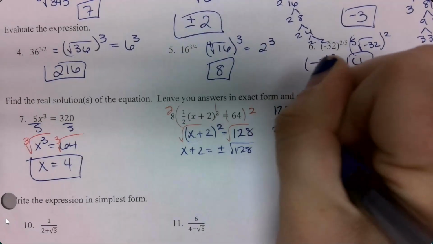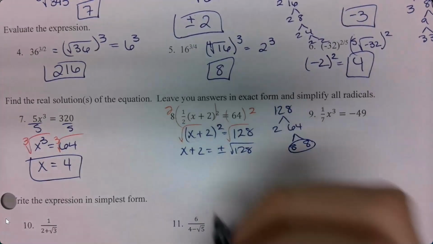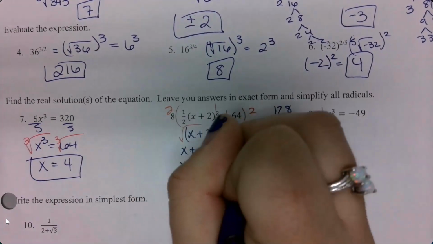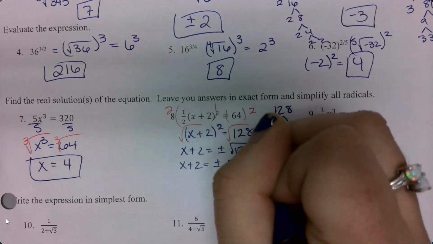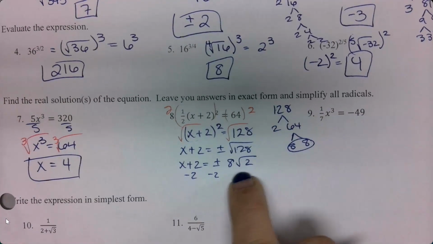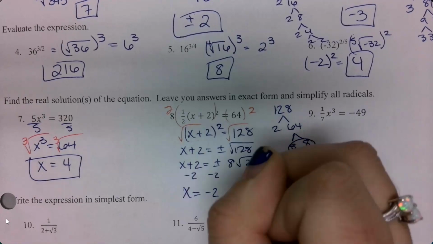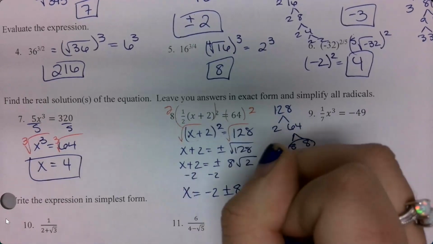So I get 2 and 64. I know 64 breaks up into 8 and 8. So that's my pair of numbers I can pull out. I have x plus 2 equals plus or minus 8 square root of 2. I want to subtract 2 on both sides. I can't combine these two together because this one has a radical and this one doesn't. So I just write that out front. So I get x equals negative 2 plus or minus 8 square root of 2.